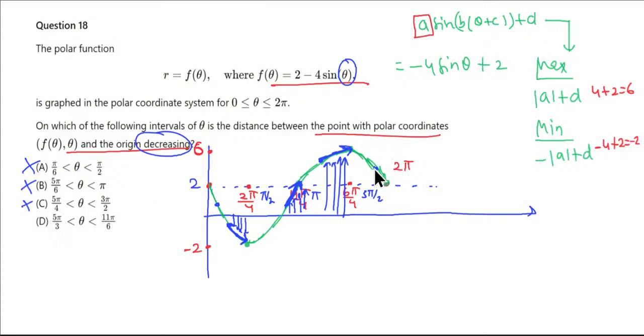over 6. 11 pi over 6 is somewhere over here. 5 pi over 3 is somewhere over here. Why? How do I know that? Because it has to be more than 3 pi over 2, right? Both these points are in quadrant 4, and this is quadrant 4 already.